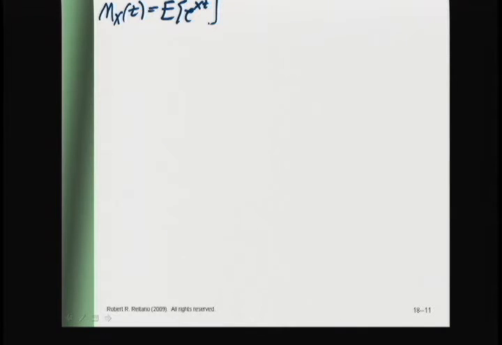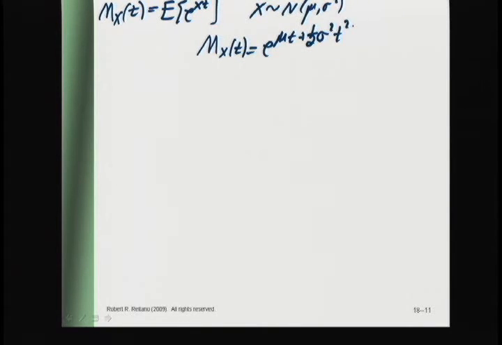And it turns out that if x is normal, with a mean of mu and a variance of sigma squared, we can determine its moment generating function. It's an integral. It involves some completing the square and some substitutions, but it's relatively straightforward integration. And you find that the moment generating function of a normal is e to the mu t plus a half sigma squared t squared.